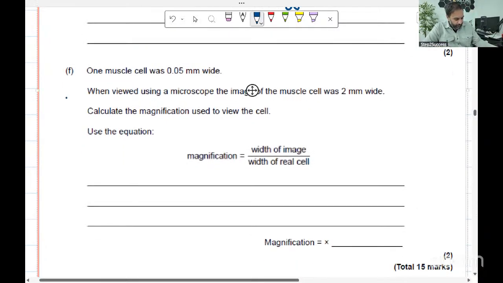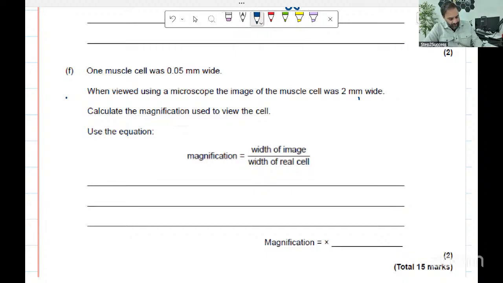One muscle cell was this wide. When viewed using a microscope, it was 2 millimeters wide. Calculate the magnification. In this formula, there is something called the image, which is what you see down the microscope, which is 2 millimeters wide. And there is the width of the real thing, which is much smaller, 0.05. If you divide those two, it gives you what's called the magnification, which in this case is 40.